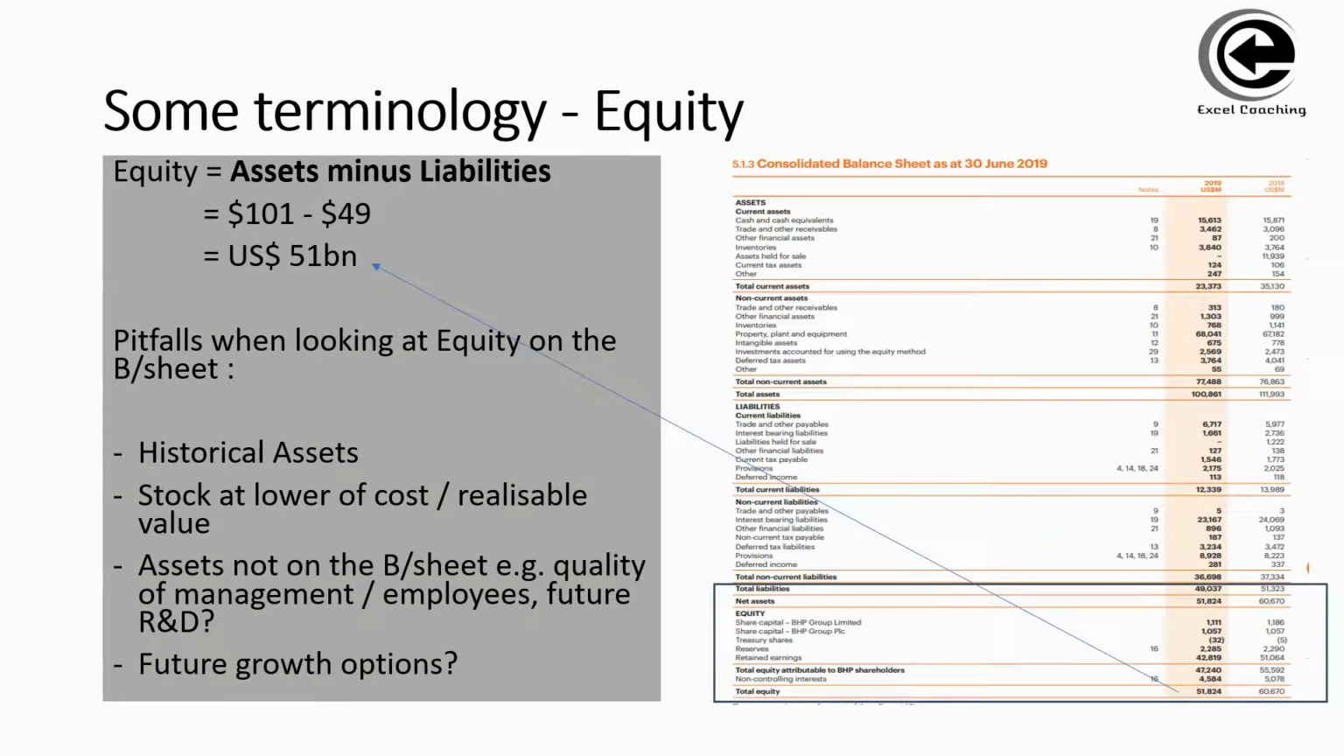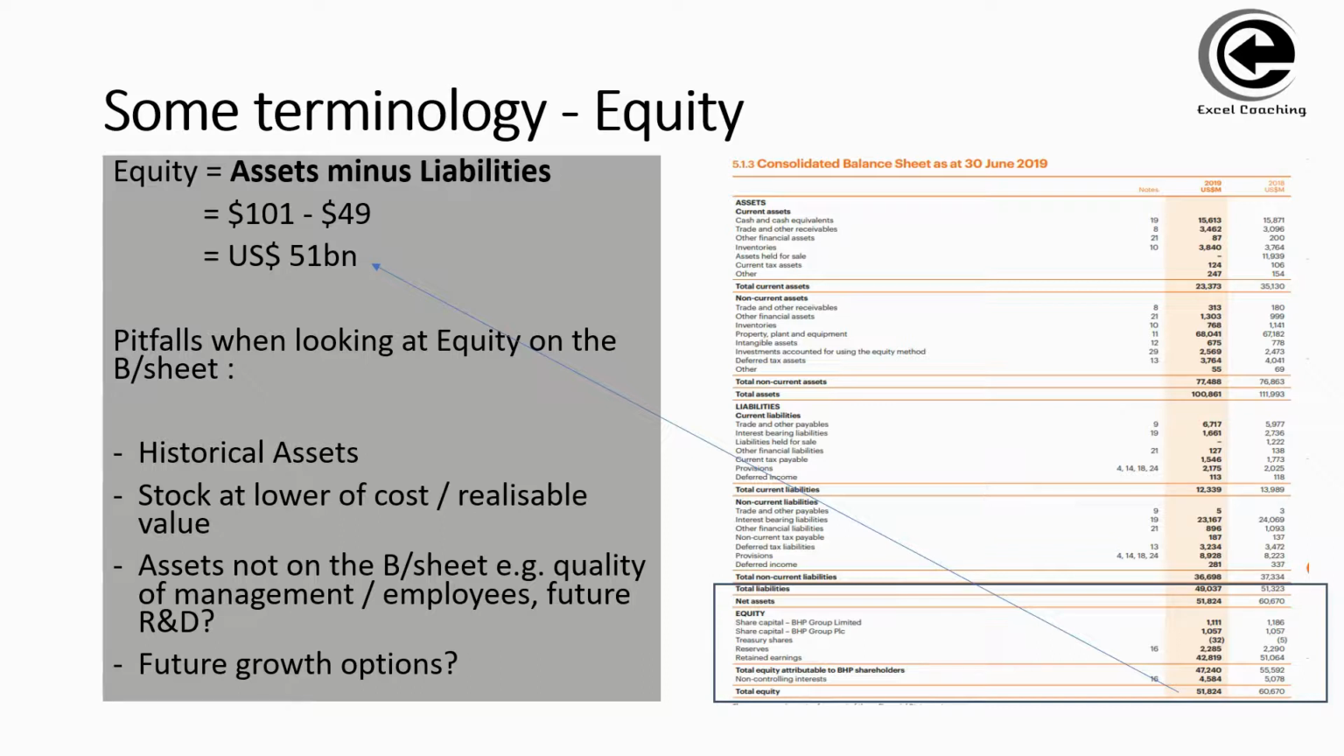Let's look at some examples of why the equity figure may not give us a true reflection of the business net worth. Think of land and buildings. What the balance sheet will show is the original costs less any accumulated depreciation. But the market value of that land might be a lot higher. Another example, all the stock or inventory is valued at the lower of costs or realizable value.